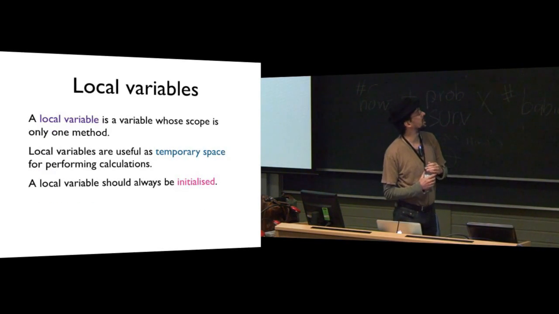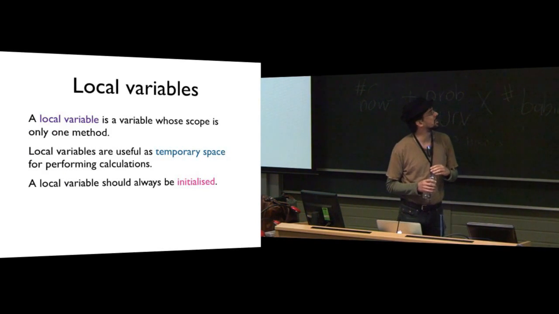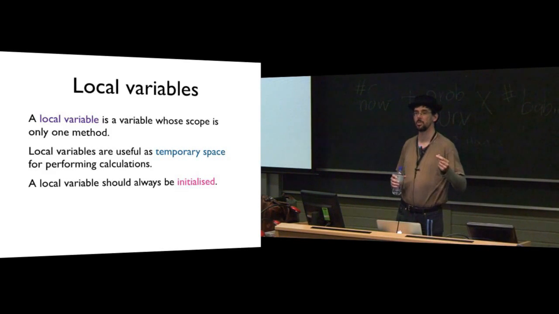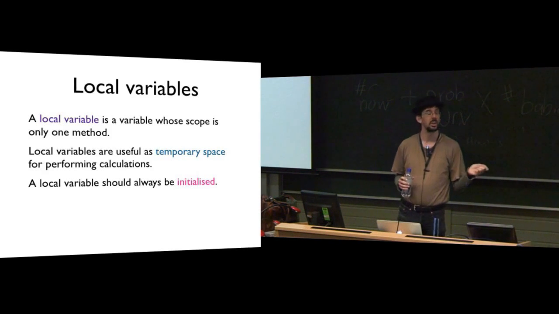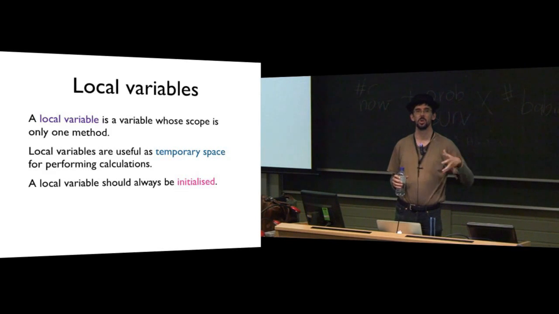So we're going to now come across what we call a local variable. A local variable is a variable whose scope is only one method. It's declared in that method, it is used in that method, and then it is thrown away at the end of the method. So local variables, whereas fields are used for storing information that's going to persist over time.